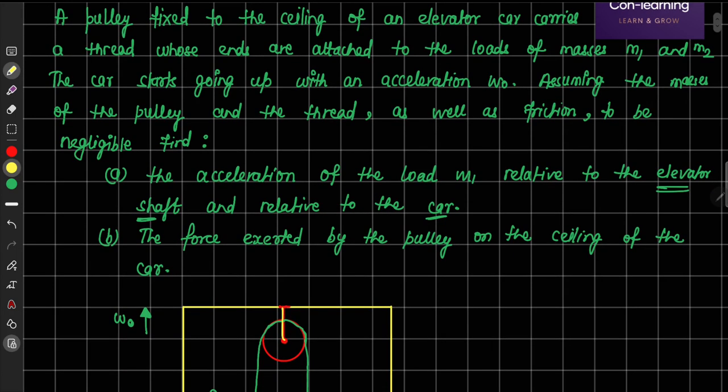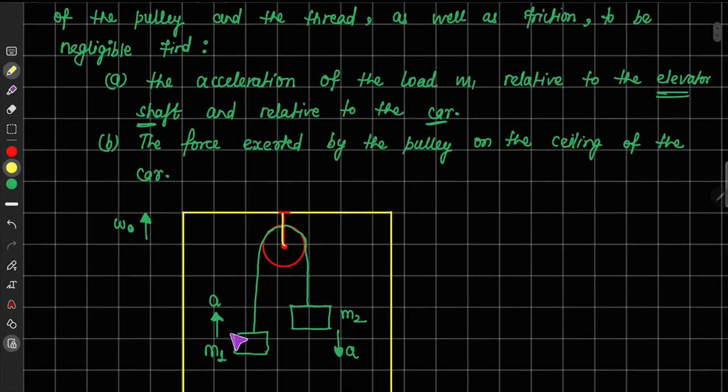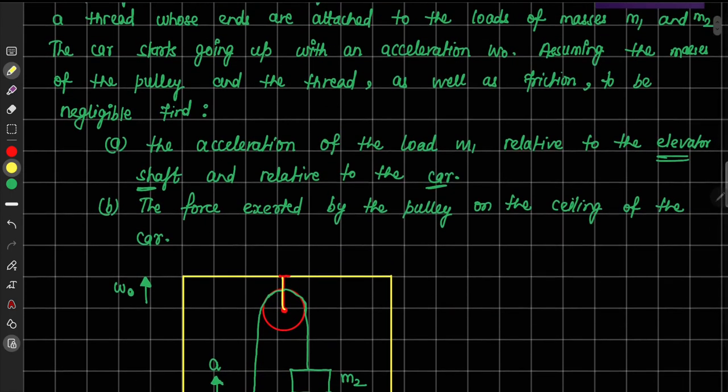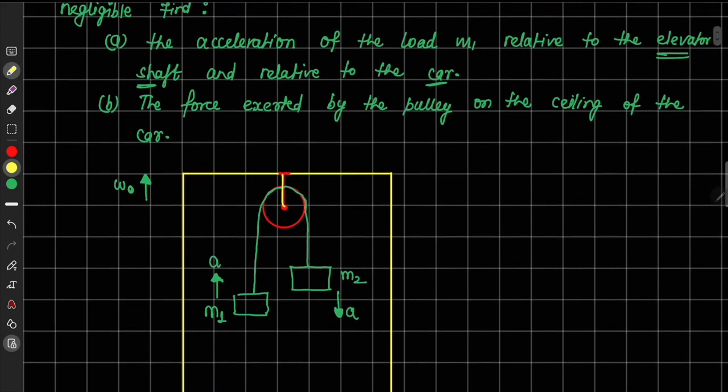So we are having a pulley fixed to the ceiling of an elevator car which carries a thread whose ends are attached with the masses m1 and m2, and assuming the masses of the pulley and the thread are negligible and there is no friction between the pulley and the thread, we have to find out the acceleration of load m1 relative to the elevator shaft and relative to the car, and we also have to find the force exerted by the pulley onto the ceiling.